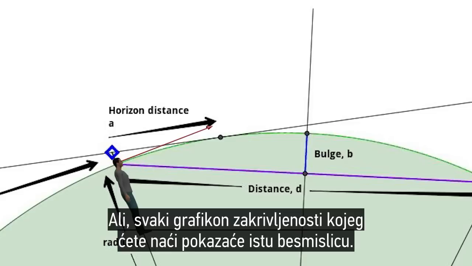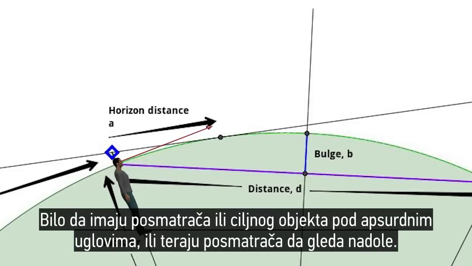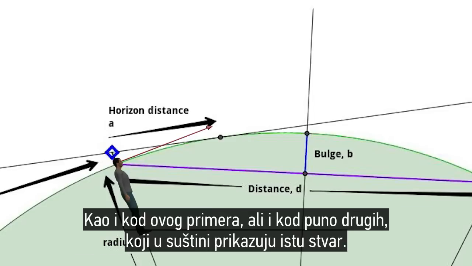But yet every single curvature chart you're going to find is going to show this same kind of nonsense, where they either have the observer or the target at ridiculous angles, or they're forcing the observer to look downward, such as in this example. But there's also plenty of others that depict essentially the same thing.